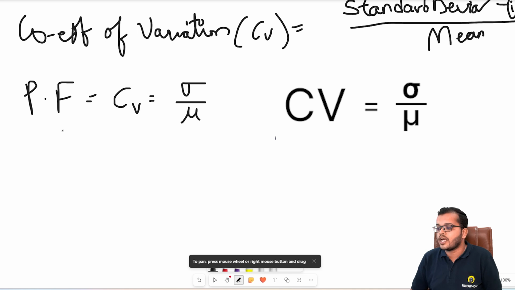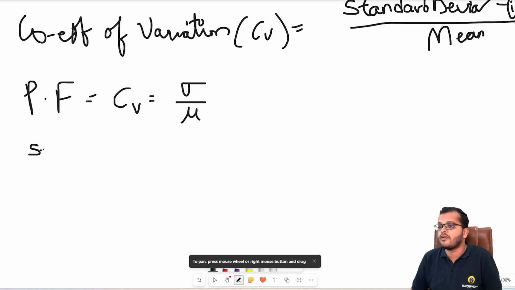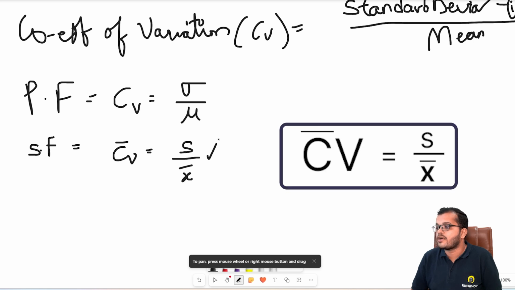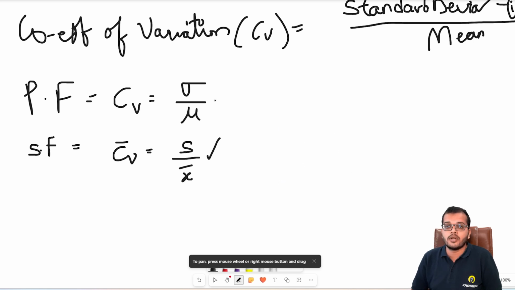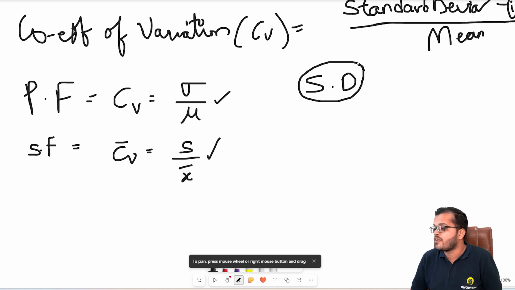And the same thing, if I would like to go with the sample formula, here I will go with CV bar equal to S by X bar. So this is the formula for the sample and this is the formula for the population. Whenever we are trying to see, we have to note that the standard deviation is the common measure that we consider for variability for a single data set.